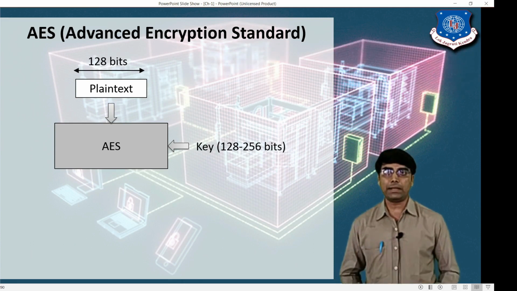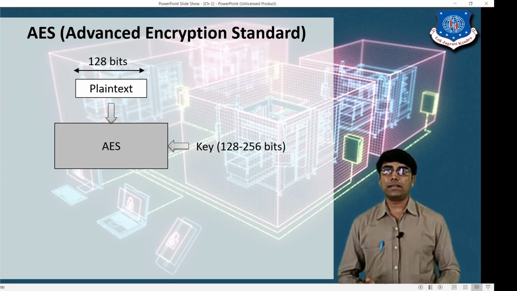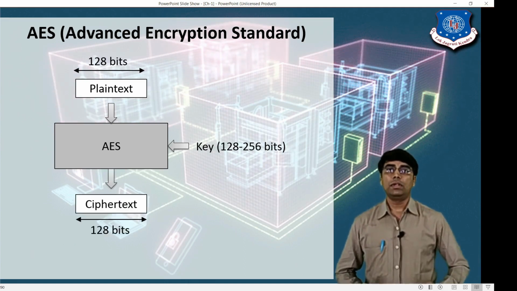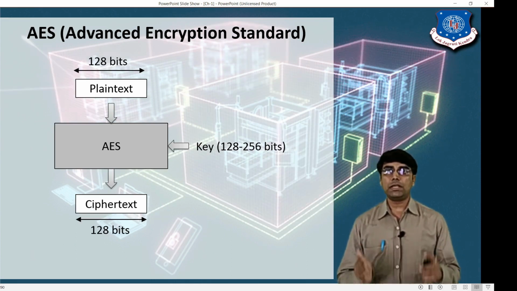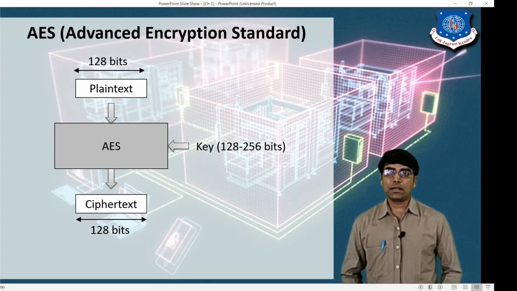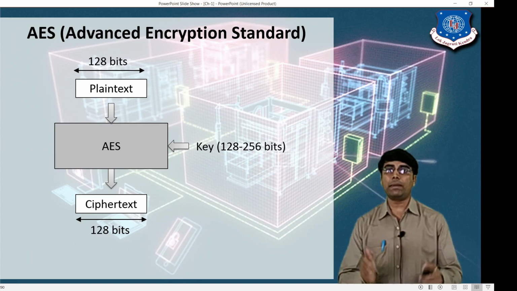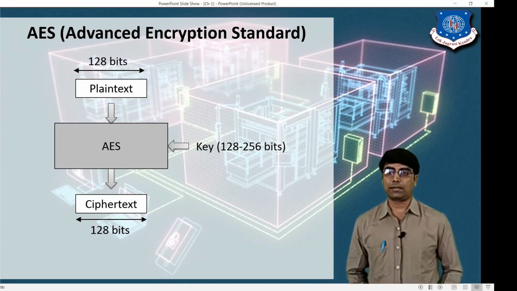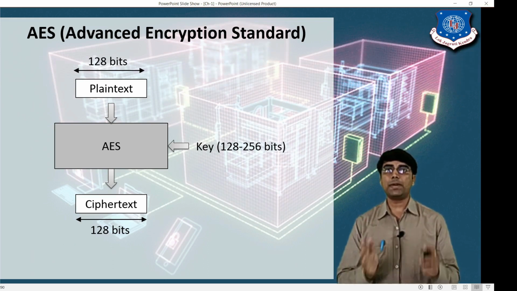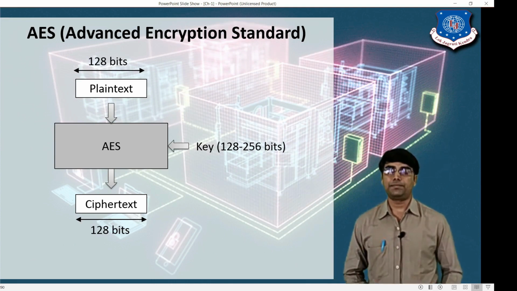The first input, plain text, its size is 128 bits. Second, key, its size is 128 bits. Now we apply both inputs to the AES algorithm. After applying the AES algorithm, it's generating a 128-bit ciphertext. So this is the simple scenario of the Advanced Encryption Standard.